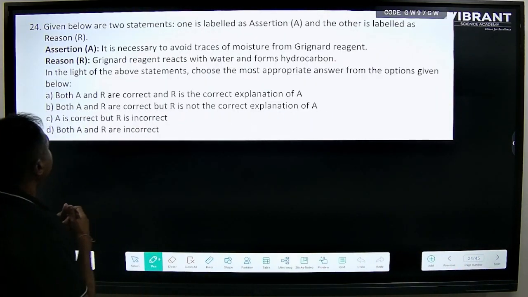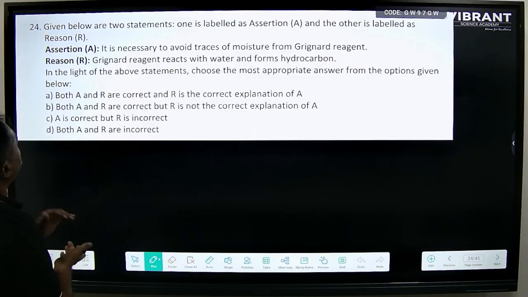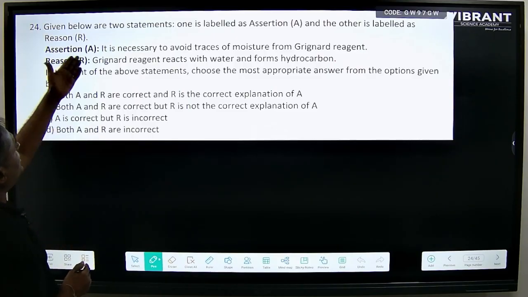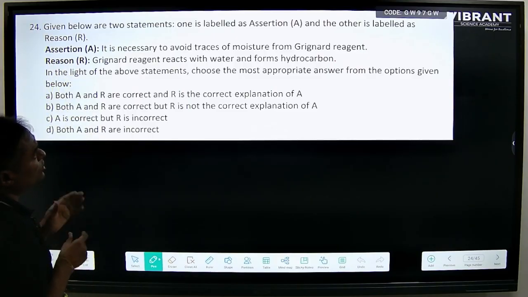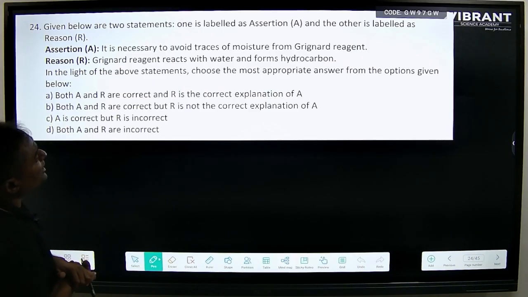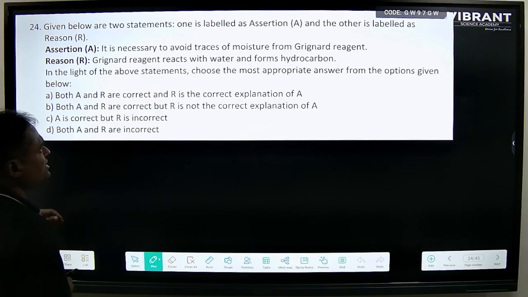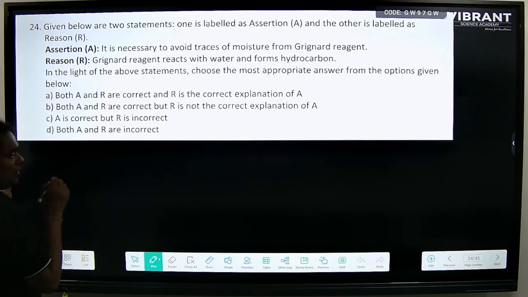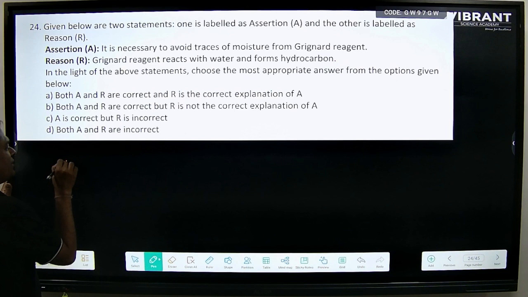Now, child, the question given to you is assertion reasoning. What is the first one? It is necessary to avoid traces of moisture from Grignard reagent. And the second statement: Grignard reagent reacts with water and forms hydrocarbon. I think both the statements are correct, child. Let us justify this if you want. Now, see, whenever you have a Grignard reagent, how do we write a Grignard reagent?